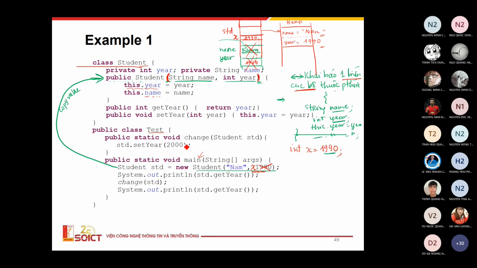Rồi, tiếp tục chúng ta chạy tiếp chương trình. Sau câu lệnh gán std bằng new Student như thế này, thì truyền tham số vào cho phương thức khởi tạo. Thoát khỏi phương thức khởi tạo thì hai cái này hủy đi, và lúc này std được gán sang bên vùng nhớ của heap. Đấy là kết thúc câu lệnh đầu tiên.